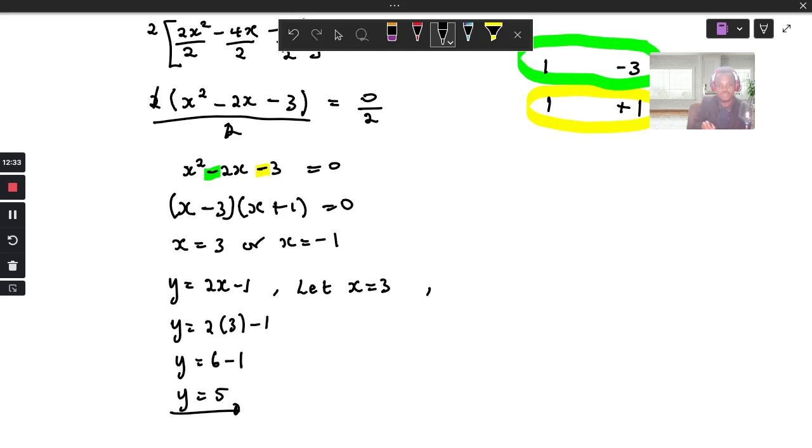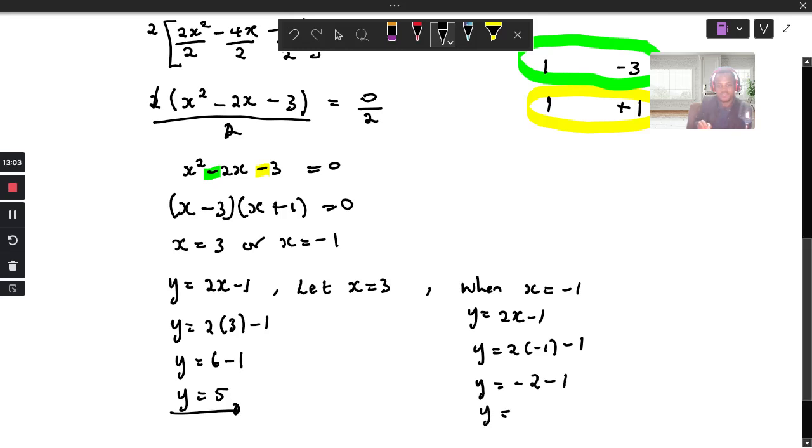So now you check when your x is no longer equal to 3 but equal to minus 1. You bring back the very same thing. It's y equal to 2x minus 1, meaning your y is equal to 2 times minus 1, minus 1. So y becomes 2 times minus 1, it's minus 2, minus 1. So y becomes minus 3.